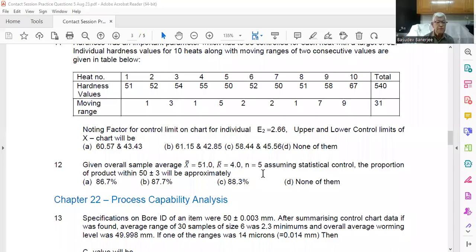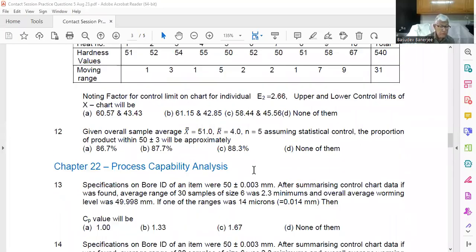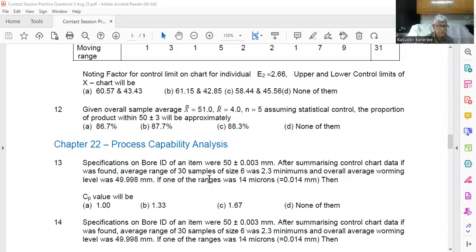Yes, Santosh. Now you can take the examples. Santosh, take the examples, please. Exercises. Santosh, are you there? Stop, stop. Yeah, Santosh, take the exercises. Process capability analysis.